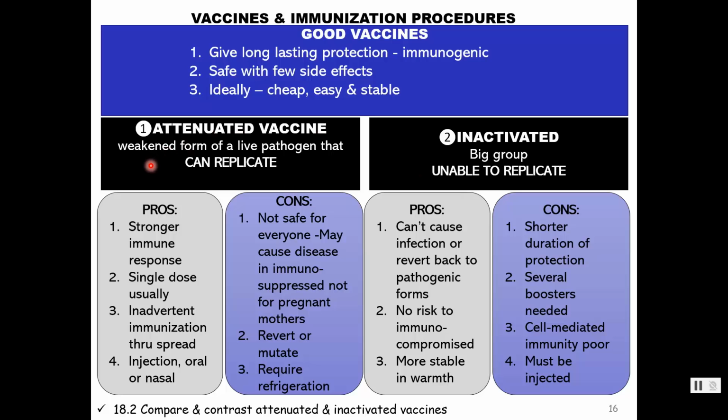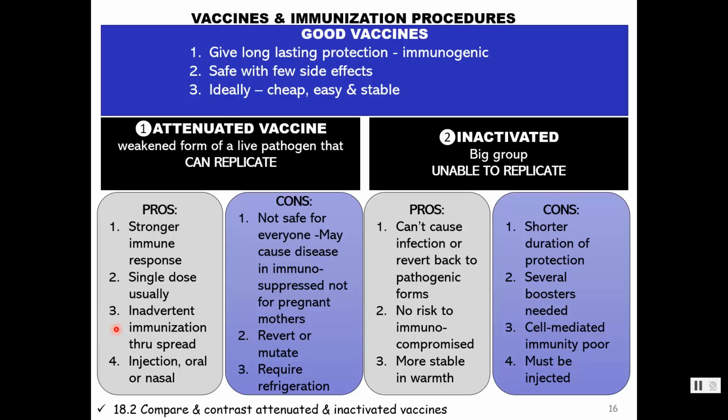When we're looking at an attenuated vaccine, think of this as the weakened strain. The pro is that attenuated vaccines are very good vaccines, meaning they really do stimulate the immune system. We're going to have both cell-mediated and humoral immunity. The other thing is, since they are living and can replicate, a single dosage usually does it. So it doesn't require repeated introduction to that antigen.